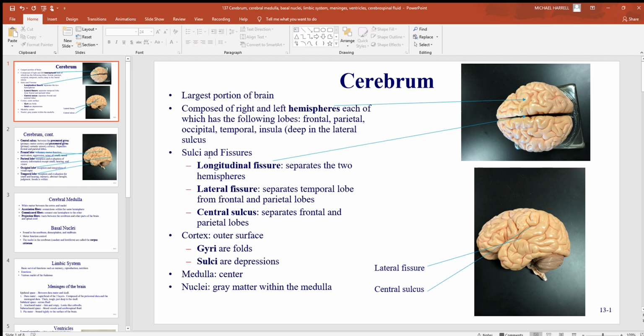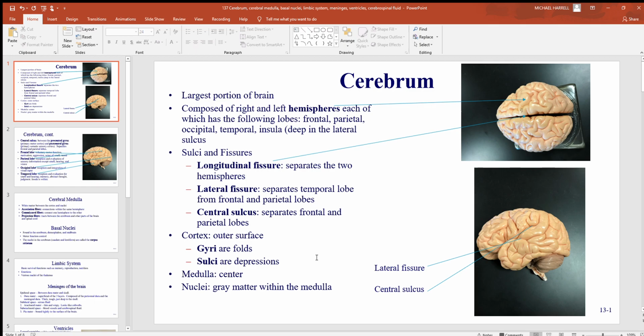But looking at some of these sulci and fissures, these are little cracks and depressions. Some of them have proper names. Now the longitudinal fissure we looked at before, that's what separates the two hemispheres of the cerebrum. There's a lateral fissure on the side that separates the temporal lobe from the frontal and parietal. There's a central sulcus that separates the frontal and parietal. So those are just specific grooves with names. Remember, what they separate are different lobes and other structures.